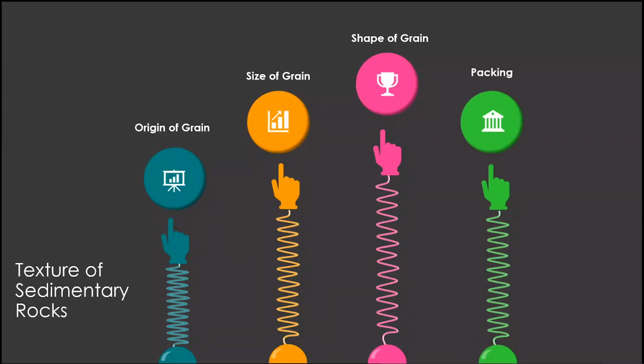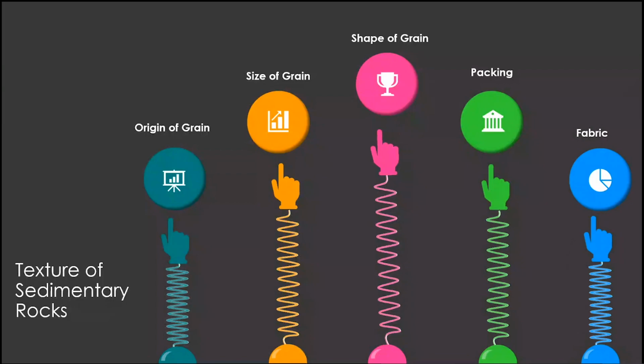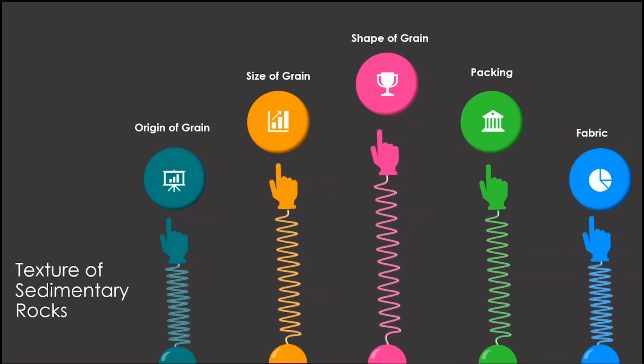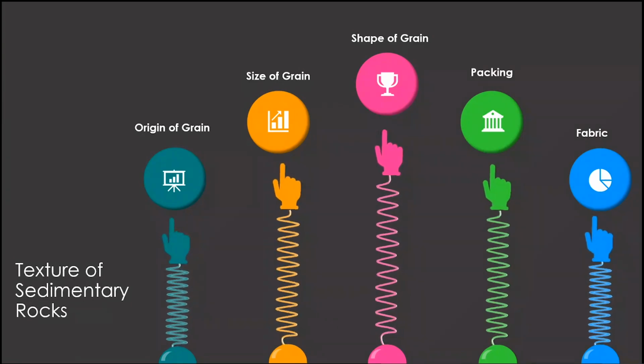Then we discuss the packing, that is, how these sediments are packed. And then we discuss the fabric. Fabric means how these sediments are arranged within a sedimentary rock. So these are the main 5 parameters by which we are going to study the texture of a sedimentary rock. What are those? Origin of grain, size of grain, shape of grain, packing, and fabric. Okay, so we'll discuss them one by one.